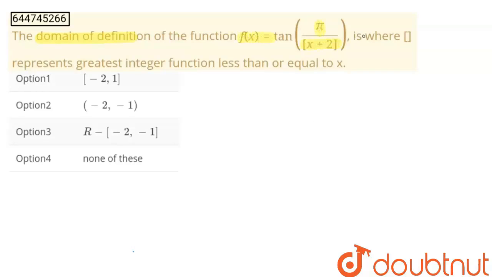Hello students, the question is: the domain of definition of the function f(x) = tan(pi / ([x] + 2) is, where the square bracket represents the greatest integer function, less than or equal to x, and these are our options. We have to say which of the following options is correct.